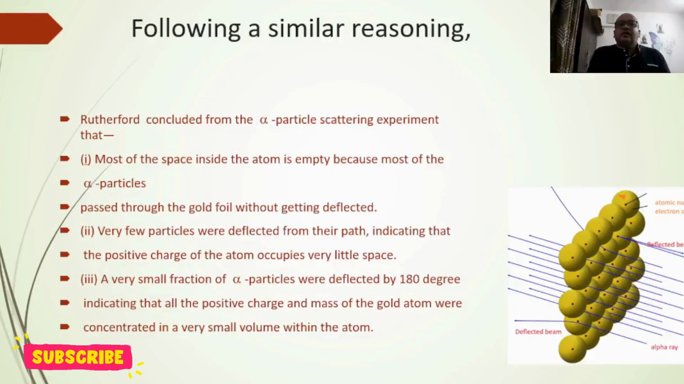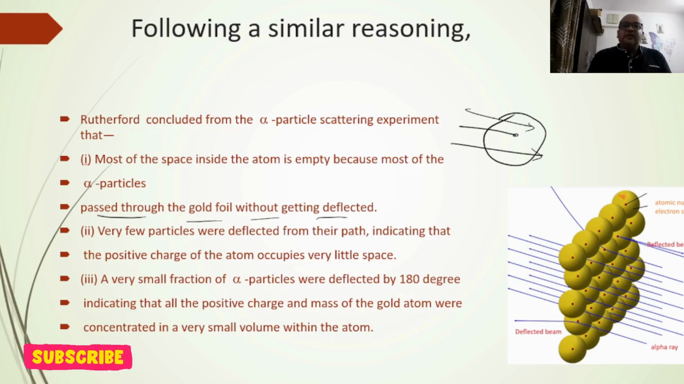Following a similar reasoning as that of the wall and the barbed wire, Rutherford concluded from the alpha particle experiment that most of the space inside the atom is empty. So he said that most of the space is empty, right? Because most of the alpha particles pass through the gold foil without getting deflected. See this, they pass through this gold foil without getting deflected, right?